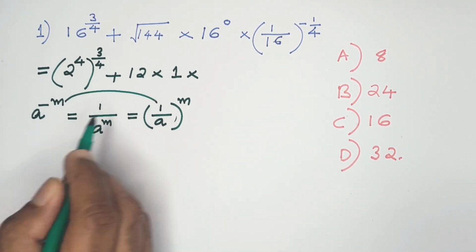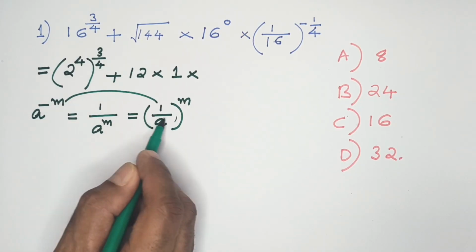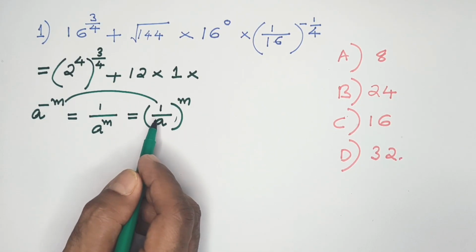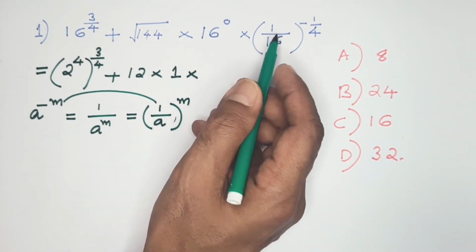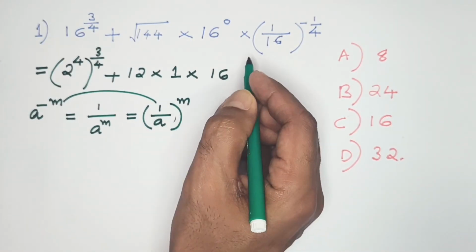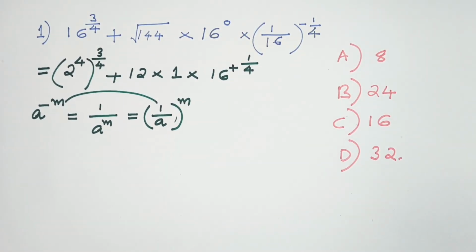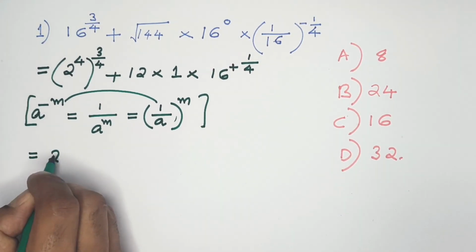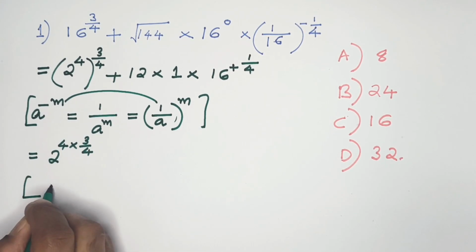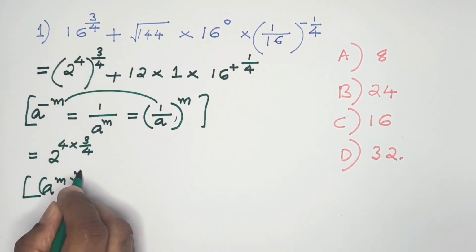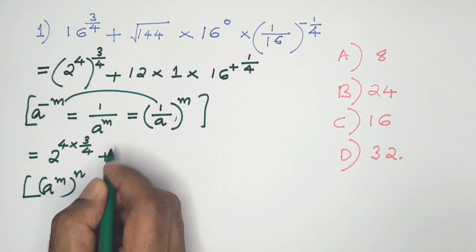Now if you compare these two, when removing the negative sign, this base figure is getting converted into its reciprocal, 1 over a. So all you have to do in this case, while removing this negative sign, you write the reciprocal of 1 over 16, which is 16 to the power of, now this is gone. See, minus becomes plus. That's all. Now this equals 2 to the power of 4 multiplied by 3 over 4. This is based on this rule. A to the power of m, the whole to the power of n equals a to the power of m multiplied by n.